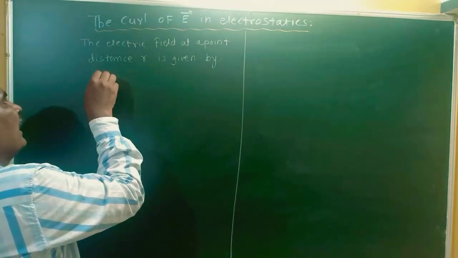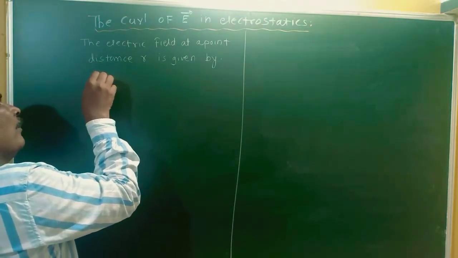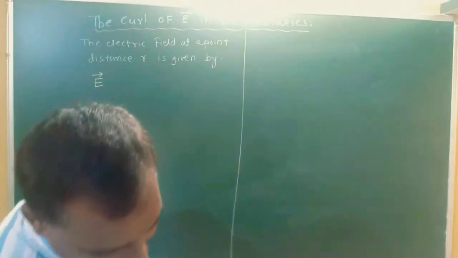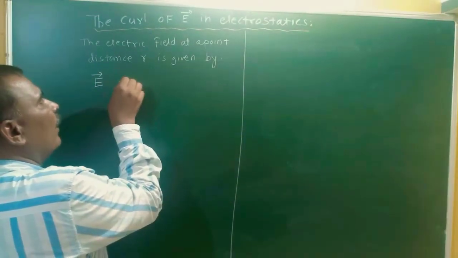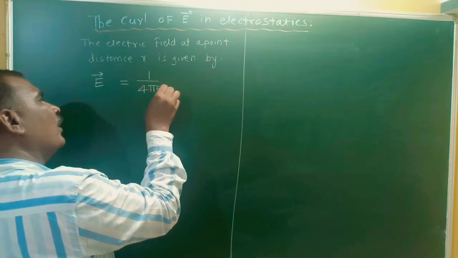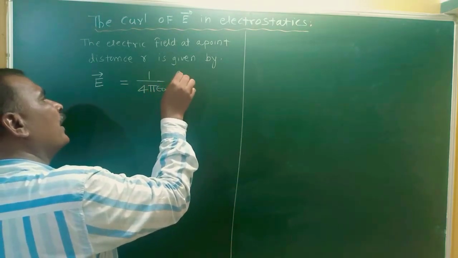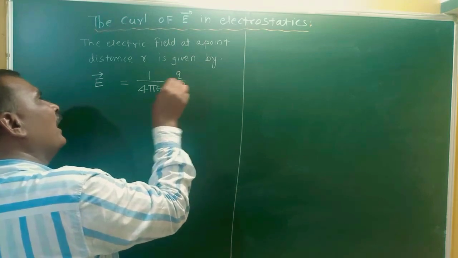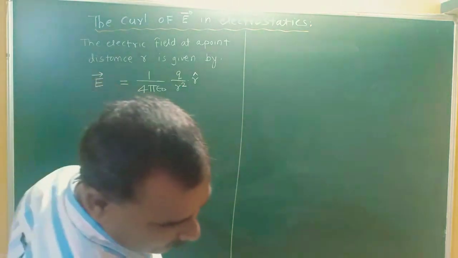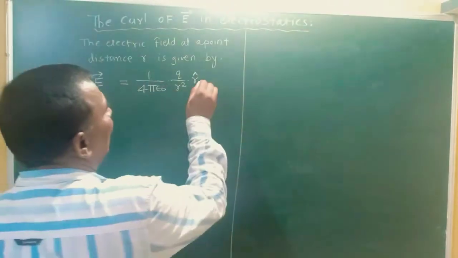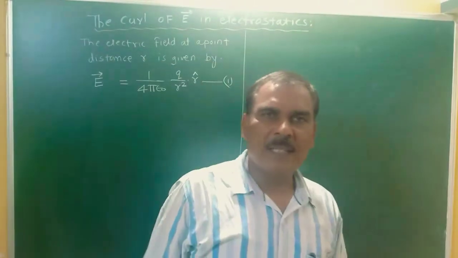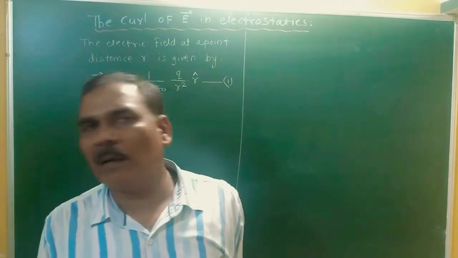Again, electric field intensity is denoted by the symbol E, and E bar is equal to 1 upon 4 pi epsilon naught into q by r square in vector form. That's why we use r cap here. What is r cap here? R cap is called a unit vector, and it shows the direction of the electric field. But we have to find the curl of the electric field.